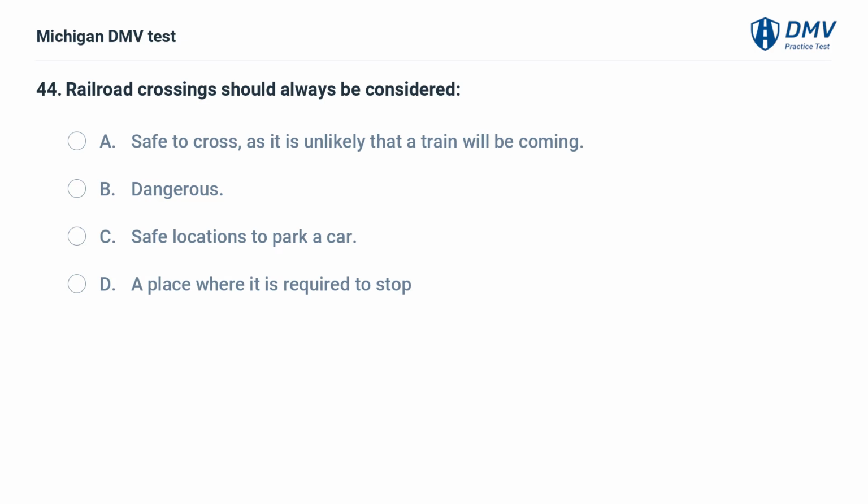Railroad crossings should always be considered A. Safe to cross, as it is unlikely that a train will be coming. B. Dangerous. C. Safe locations to park a car. D. A place where it is required to stop.